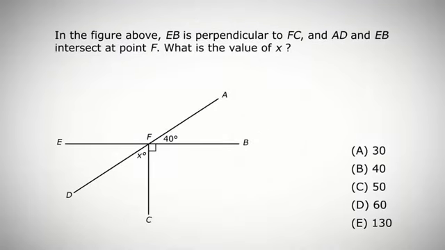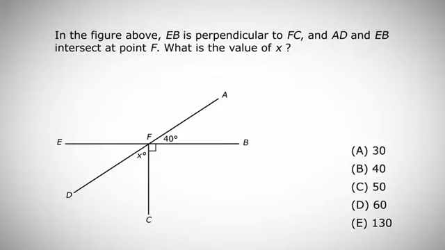The question reads, in the figure above, EB is perpendicular to FC, and AD and EB intersect at point F. What is the value of x? When you look at the diagram, you'll notice that 3 angles form a straight line. Angle AFB, angle BFC, and angle CFD. Because those angles form a straight line, the sum of those angles must add up to 180 degrees.